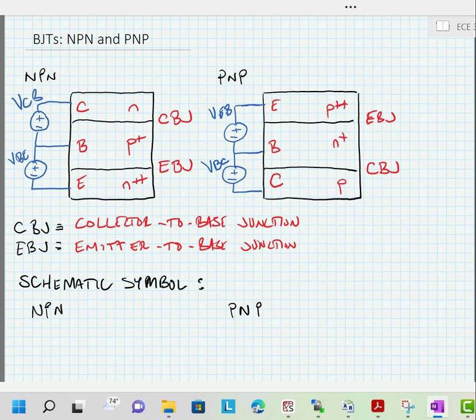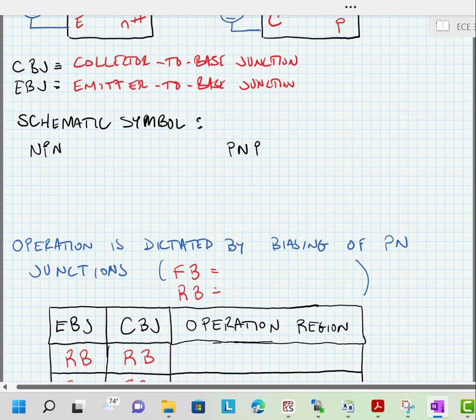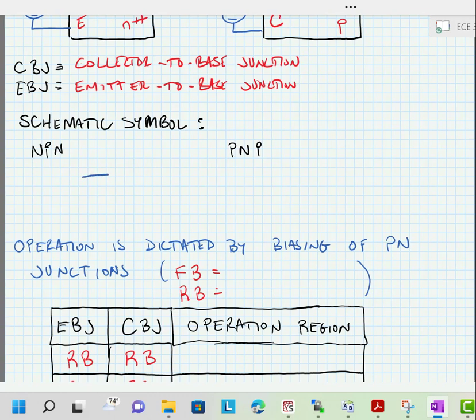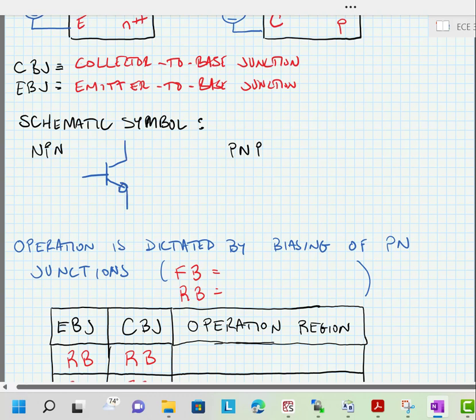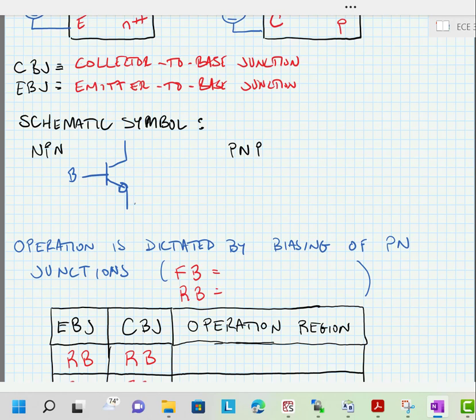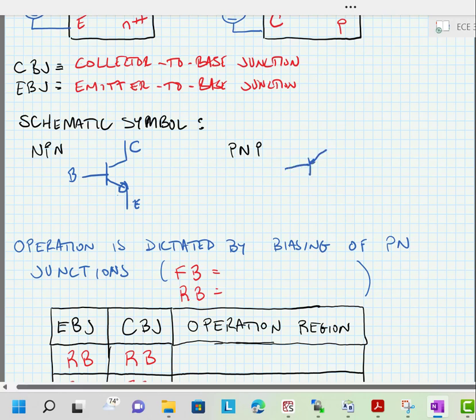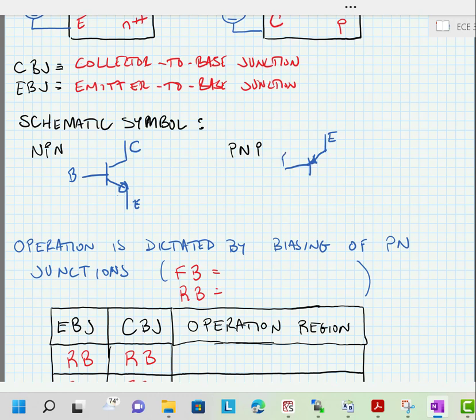So let's look at our schematic symbols. We don't typically draw this cross section when we're analyzing the circuit. We draw a schematic symbol for our NPN, something like this. We have our base. The emitter is in the direction of the arrow coming from the base. The collector is the unlabeled terminal. And for our PNP, we have the arrow going between the emitter and base junctions. And finally, our collector is the unlabeled terminal.